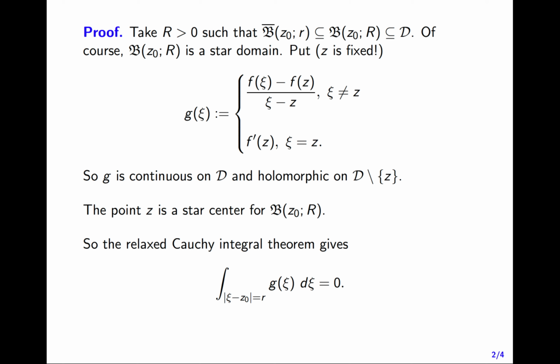So we can invoke the relaxed Cauchy theorem. And this is going to tell us that the integral over the curve modulus of c minus z0 equals r of G is equal to 0, because G has met all the hypotheses of that relaxed Cauchy integral theorem.